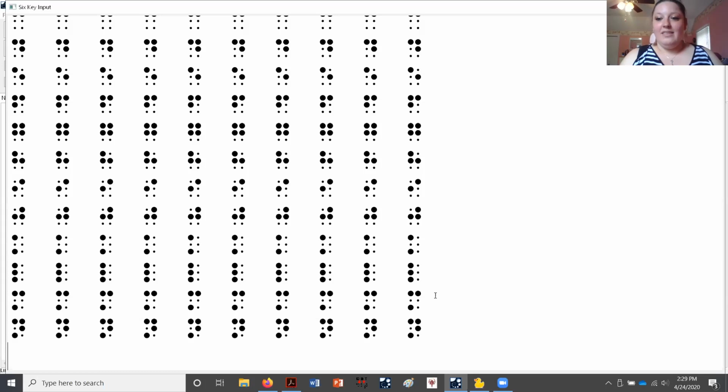Letter O is dots 1, 3, 5. Or on the keyboard, it's FSK. On the Braille writer, it's your left pointer finger, your left ring finger, and your right middle finger. So FSK, that's 1, 3, 5.